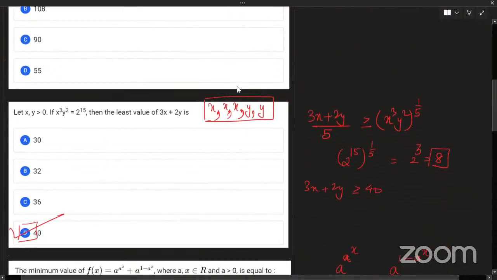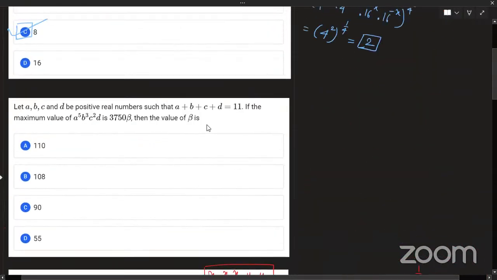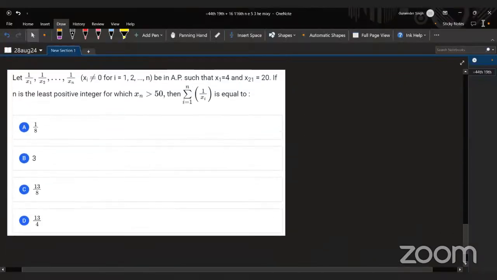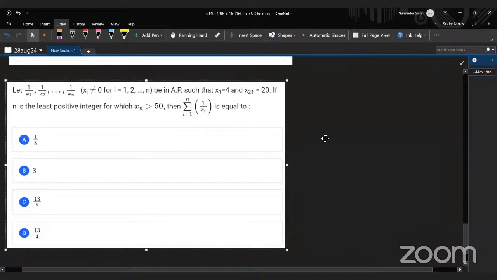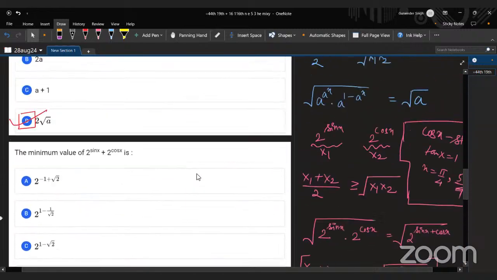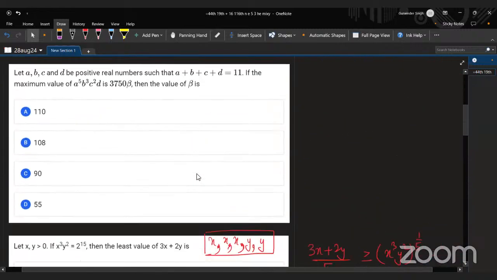Correct. So this one is your homework question. Only one homework question today. This one is for harmonic mean only. So just see if you can do it.